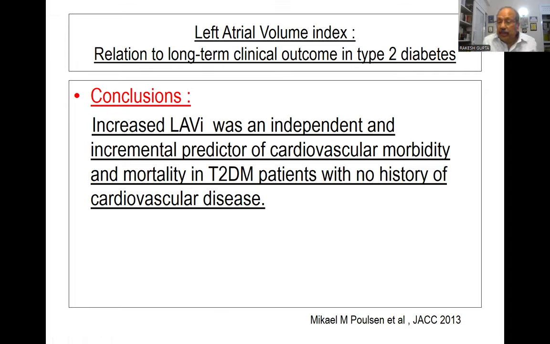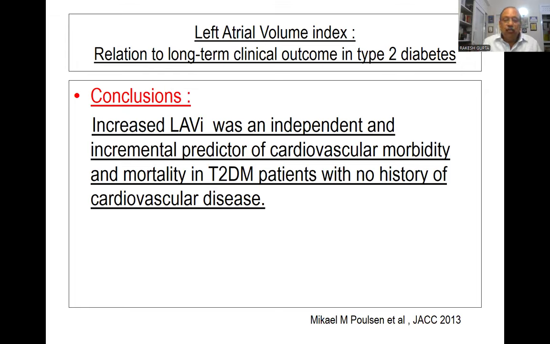And that's what I showed you in that paper published in 2022. LA volume, or dilated LA, has become one of the important factors for evaluation of diabetic populations. They don't have any symptoms, but they get dyspneic on exertion, and they have dyspnea even with small exercise activities.